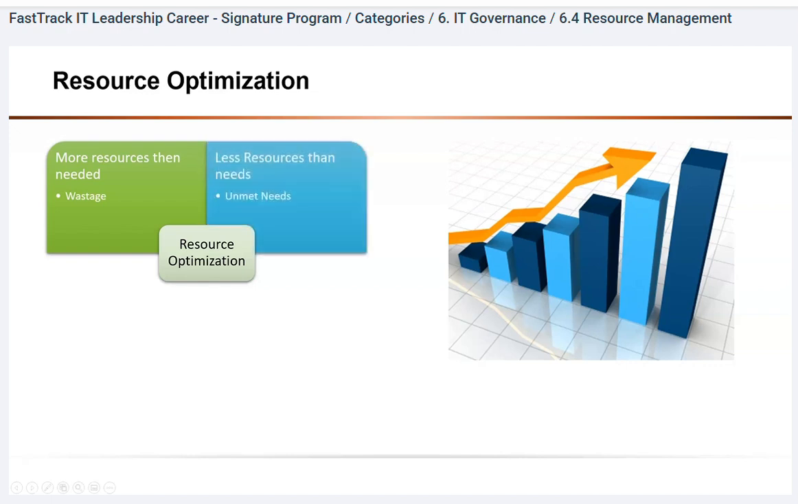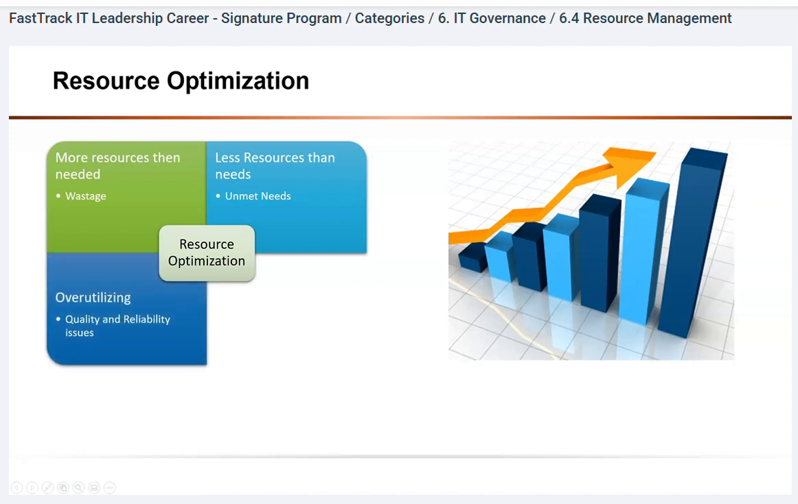At the same time, you cannot have fewer resources. If the project requires 10 members, you cannot have, let's say, 5 or 6. That means maybe project B won't be successful. So there can be unmet needs. So you cannot have more than needed. At the same time, you cannot have less than needed.